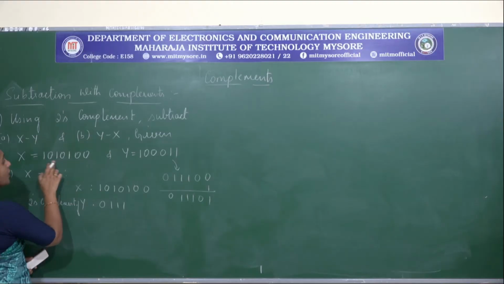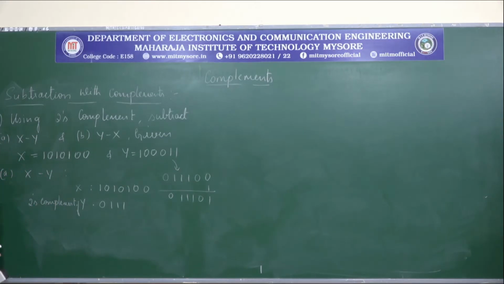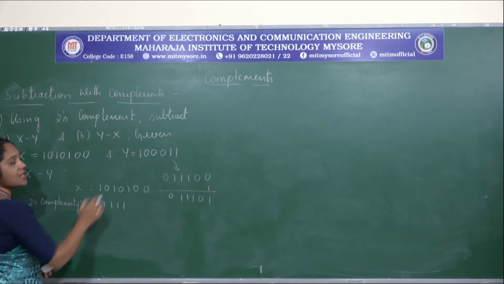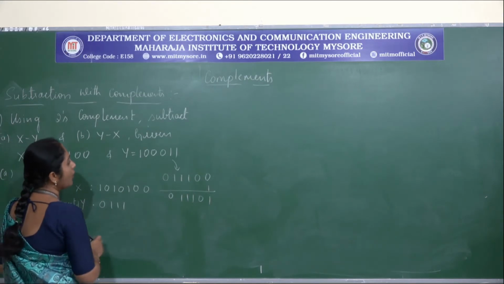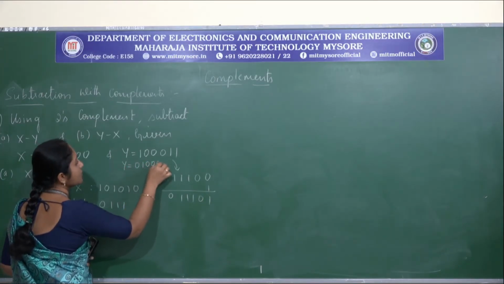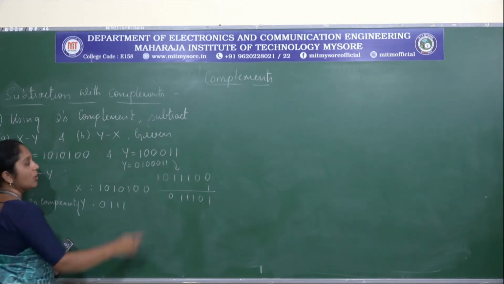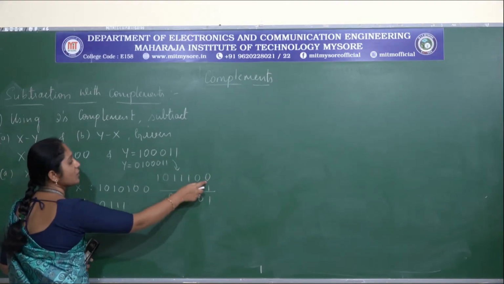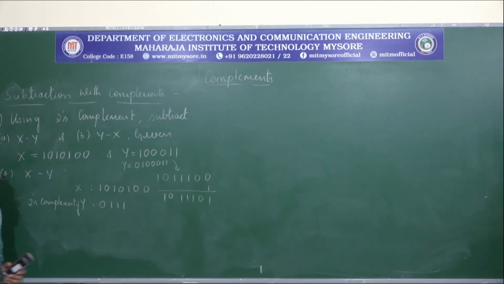See here we have 7 digits, here we have 6 digits. So we need to consider 7 digits in this case also. Therefore, let us write this as 0 1 0 0 0 1 1. For this, the 1's complement will be 1 0 1 1 1 0 0. So adding 1 will give you the 2's complement. The 2's complement is 1 0 1 1 1 0 1.